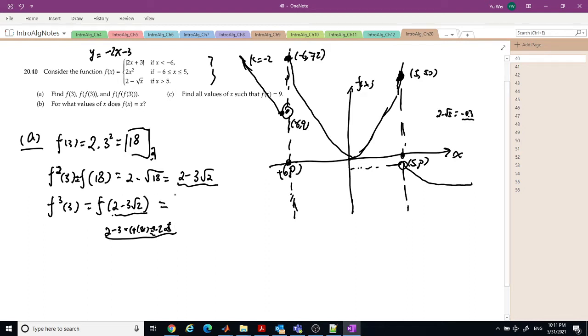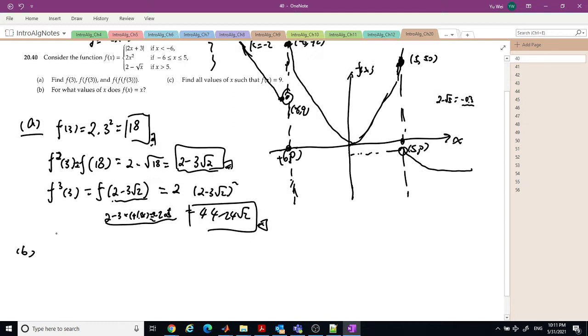So it's equal to 2 times (2 minus 3 root 2) squared. What we get is 44 minus 24 root 2. So that's the answer for question A.